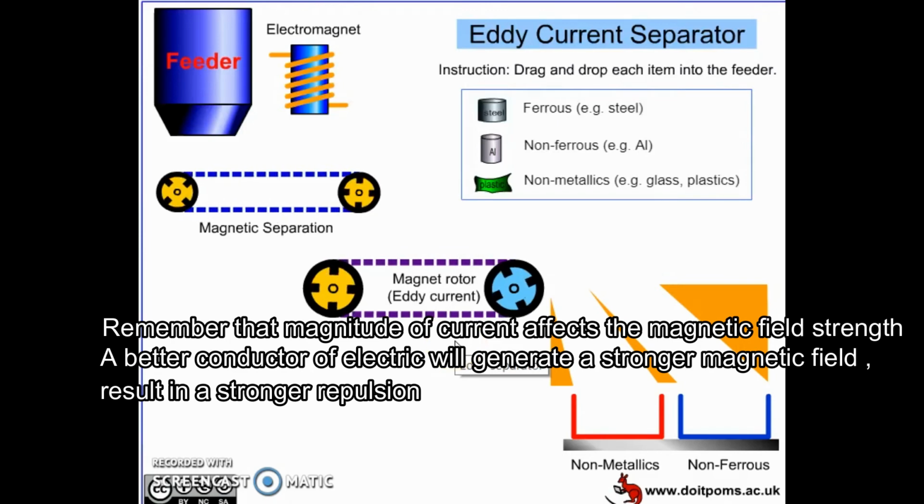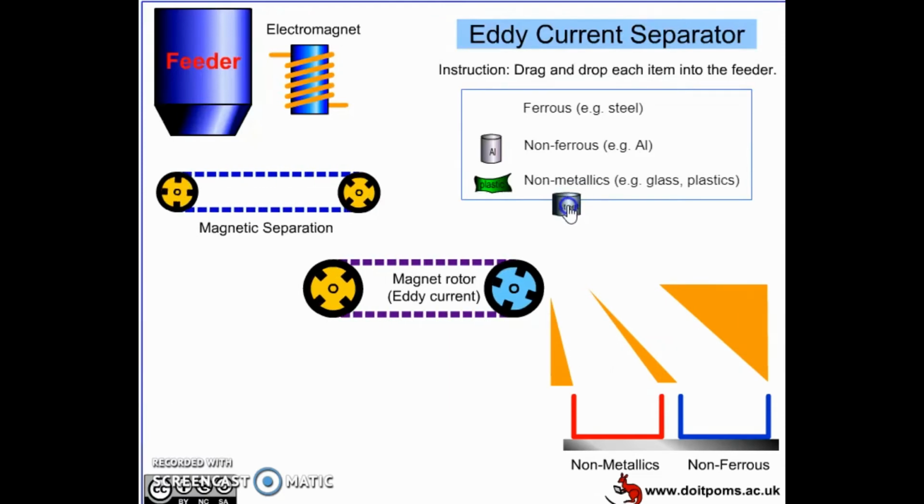Materials with a relatively low electrical conductivity. For example, imagine this as a material with a relatively low electrical conductivity. It is affected by the magnetic field of the rotor very little or not at all, and thus it will fall down by gravity to the end of the conveyor, just like this.